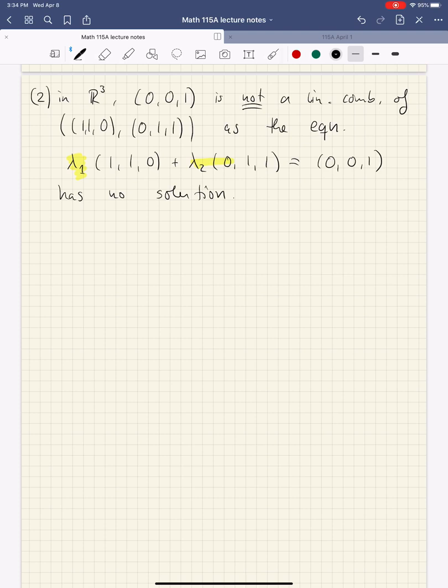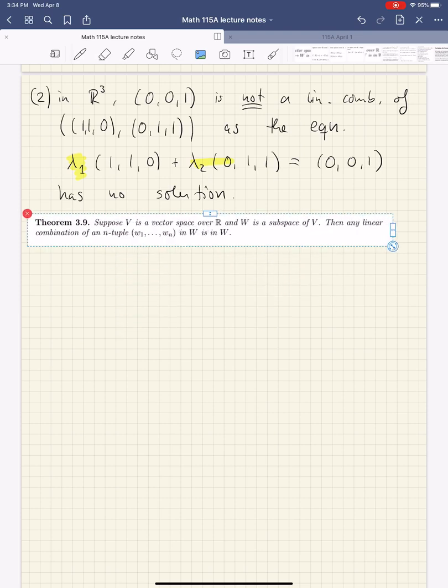Great. So now let's come to our first theorem here. The theorem states that if I take a vector space V and then I take a subspace W of that vector space, and in that subspace I take an n-tuple of vectors in W, then any linear combination of this tuple will again be an element of W.